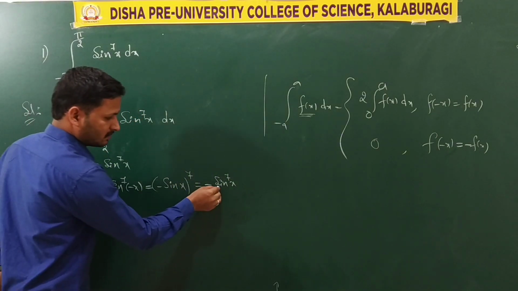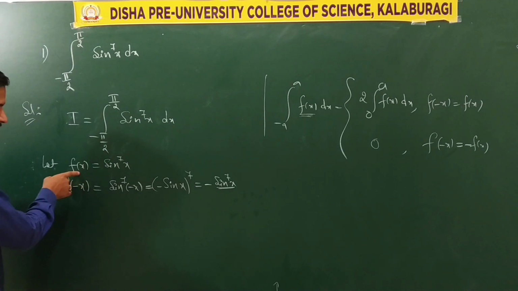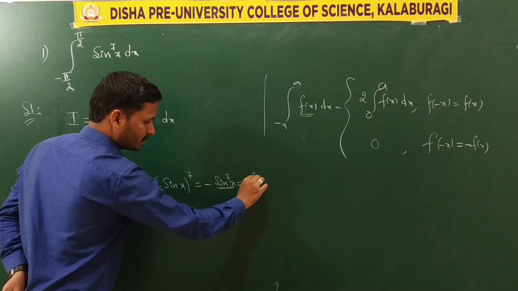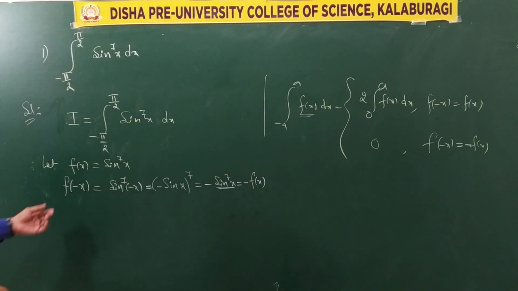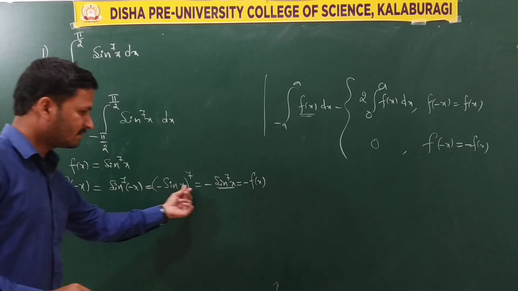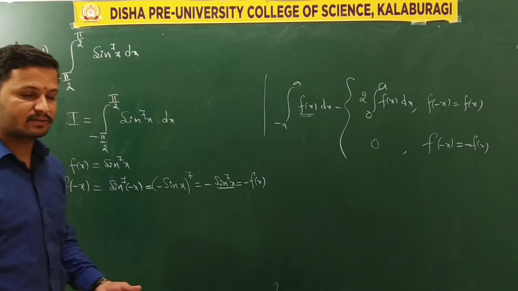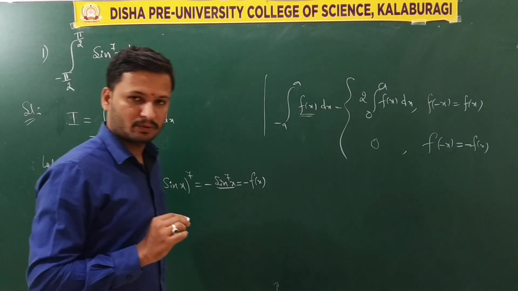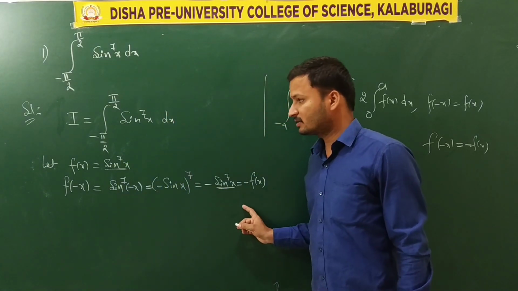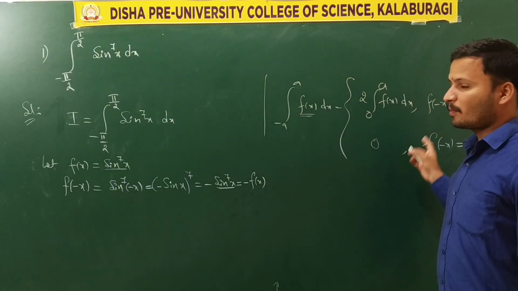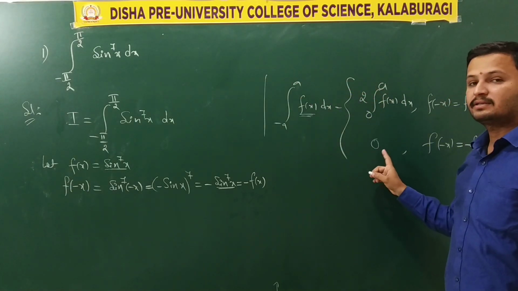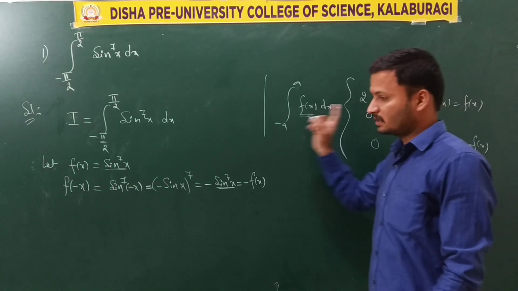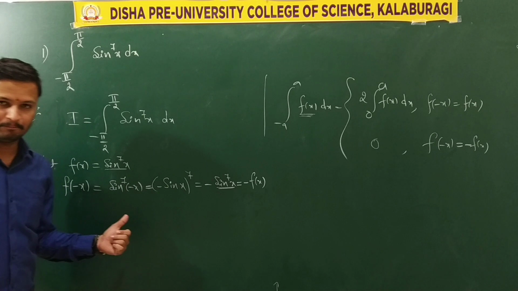But see, sin raised to 7x is actually f of x. So therefore minus f of x. So f of minus x is equal to, when simplified, minus f of x. So then sin raised to 7x is an odd function. According to this property, the value of the integral is 0, because here f of minus x is equal to minus f of x. This condition is satisfied.